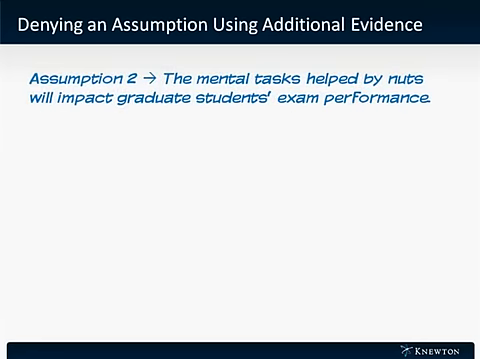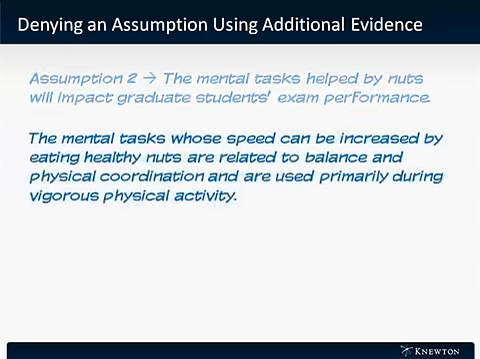Assumption 2 was that the mental tasks helped by nuts will impact graduate students' exam performance. Again, additional evidence will flatly contradict this assumption. The mental tasks whose speed can be increased by eating healthy nuts are related to balance and physical coordination and are used primarily during vigorous physical activity. This evidence contradicts the assumption that the kind of tasks you do on an exam are the same kind that are helped by eating nuts.